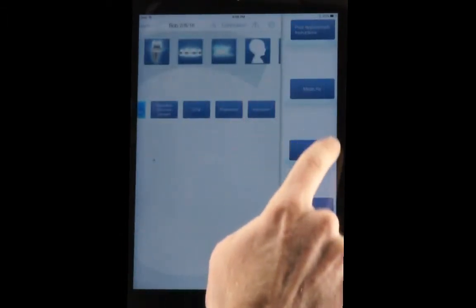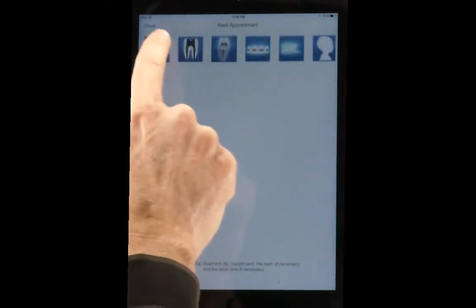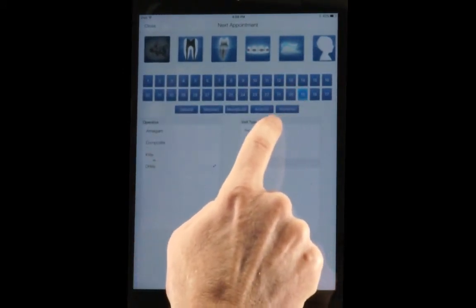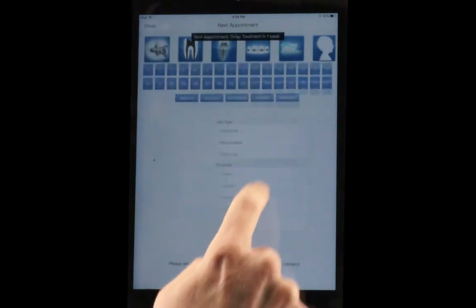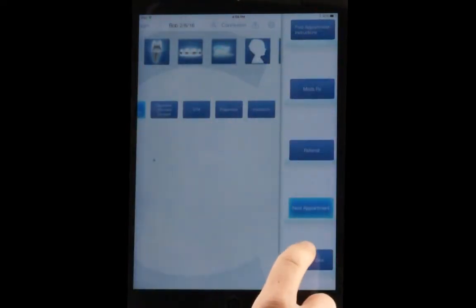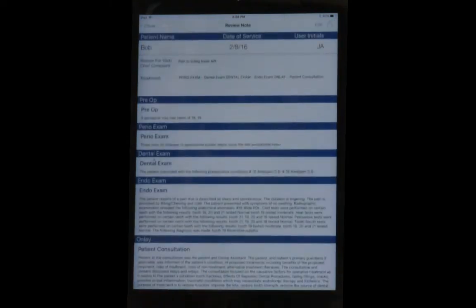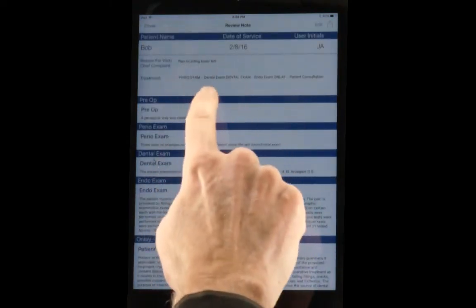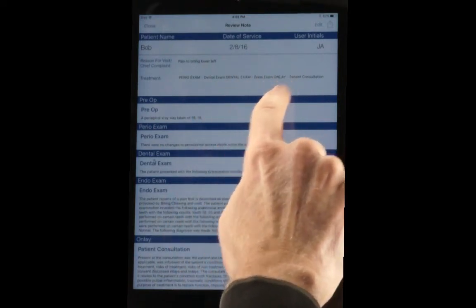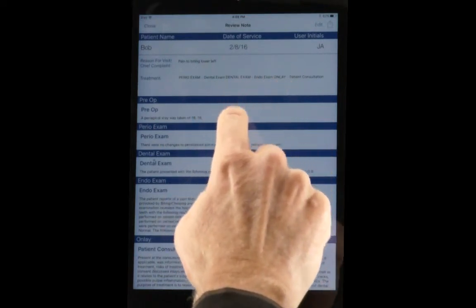So we go to conclusion. Our next appointment is going to be probably for an onlay, number 19, treatment, 1 week, save. We'll close that out, and you can see how quickly we wrote a beautiful note. There is our note: pain to biting left side, perio exam, dental exam, endo exam, onlay, patient consultation.